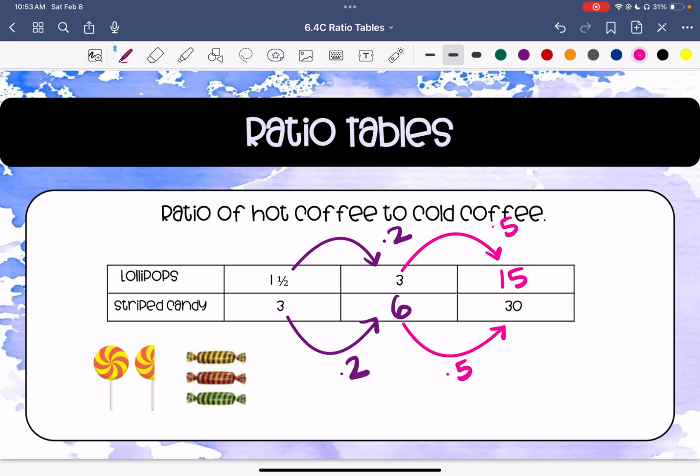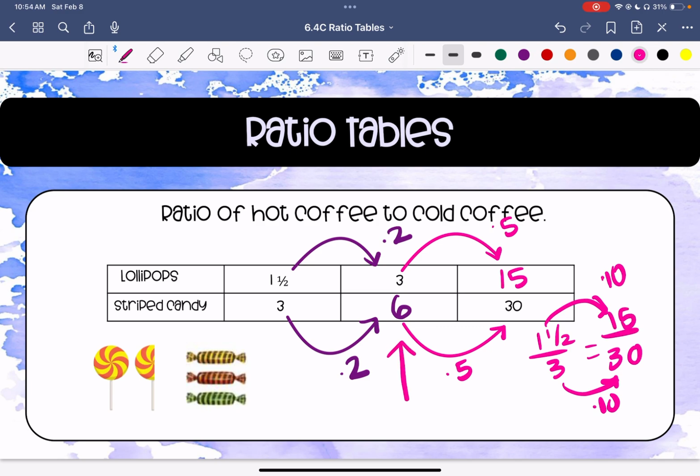My whole point was not to deal with the fraction. You can if you want. I mean, if you're solving a proportion and you have 1.5 over 3 is equal to 30, yeah, you just multiply them both by 10. You will still end up with 15. However, I stopped here in the middle to get rid of my fraction. Most kids don't like fractions, just to make it easier.